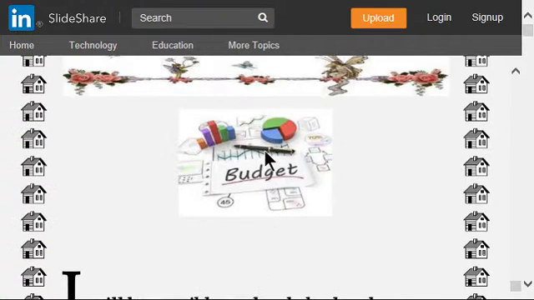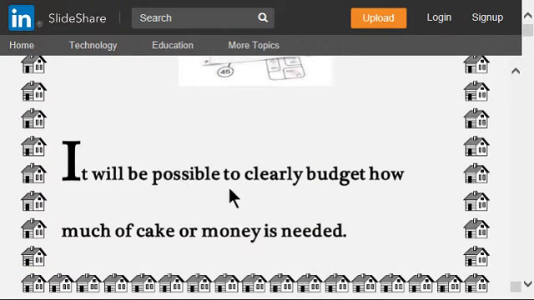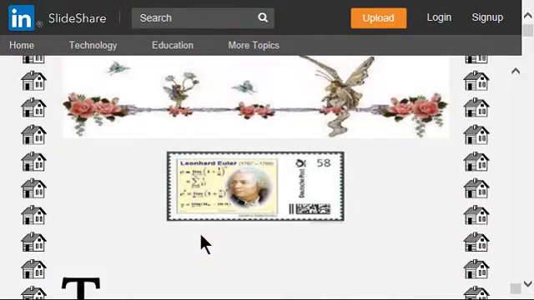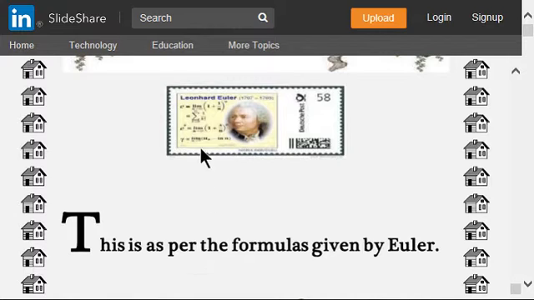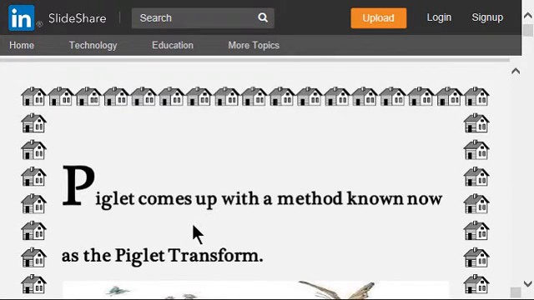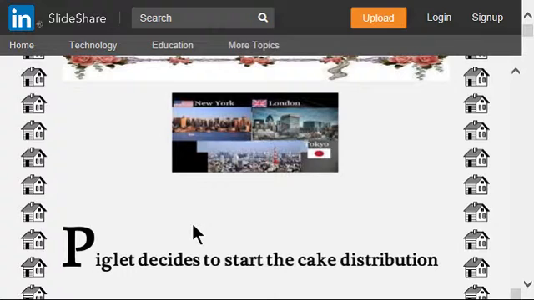Now we need a budget. It will be possible to clearly budget how much cake, or how much money is needed to buy the cake and distribute it. This is as per the formulas given by Euler. So Piglet comes up with a method now known as the Piglet transform.